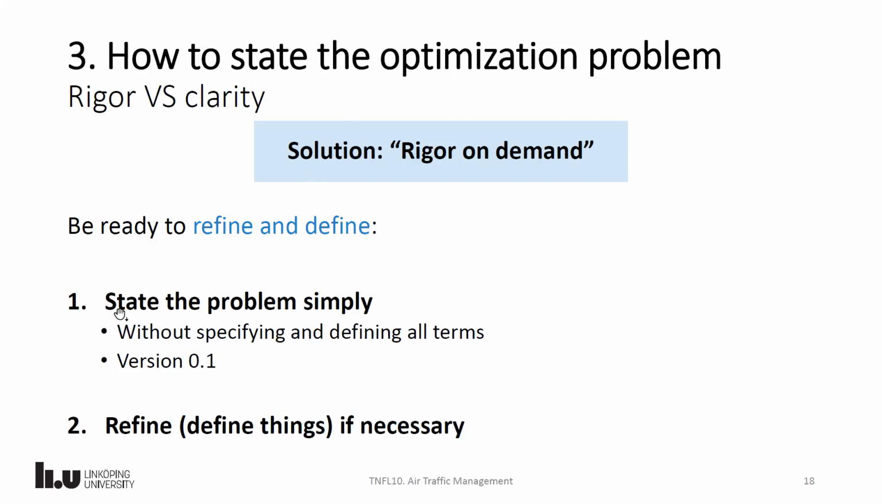So first, you start with stating your problem very clearly, maybe without specifying all the terms. This will be like a version 2.0.1 or something like that. Something very simple that can lead to a lot of questions, but something that you are comfortable with. And then, if necessary, you start to define things and to refine. So you start adding more rigor as you go.